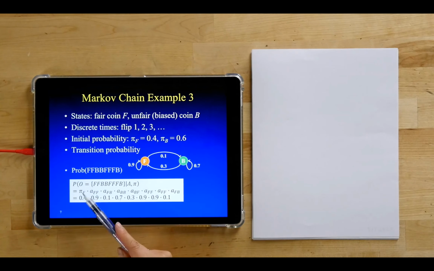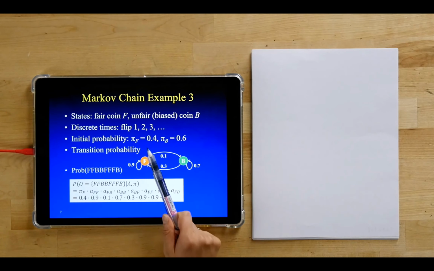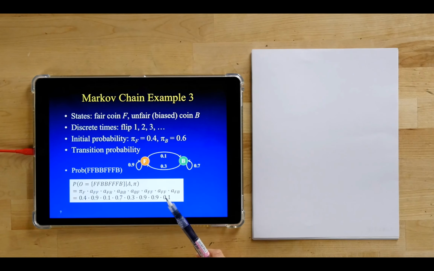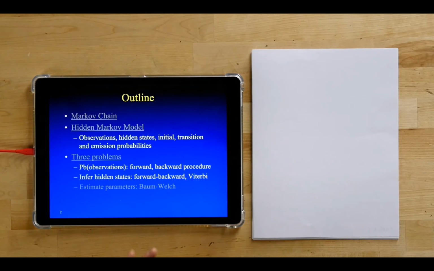Given the transition probability, we can now ask what is the probability that we're going to see the following string of coin flips, given the transition probability and the initial probability. So here, how do we calculate that probability? First we have to pick a fair coin in the first place, and then from there we go fair to fair, fair to biased, biased to biased, biased to fair, fair to fair, fair to fair, and fair to biased. The remaining ones are all transition probabilities, and you can just multiply their probabilities together and you'll get a number. That's the probability given the initial probability and the transition probability. So that's a Markov chain.